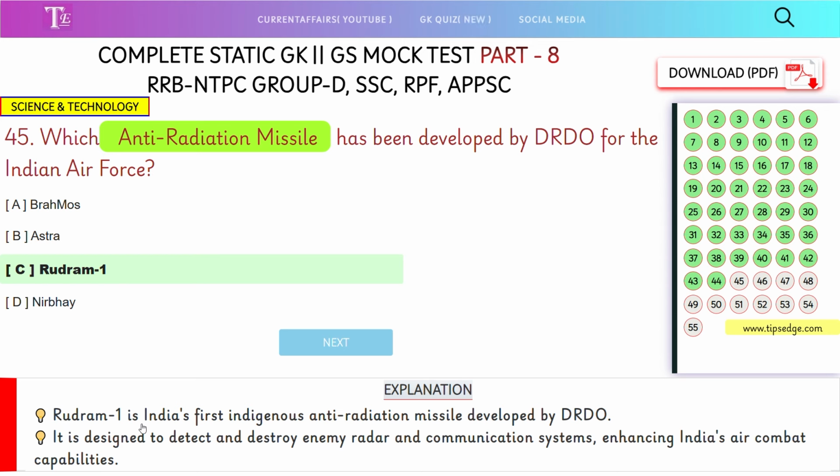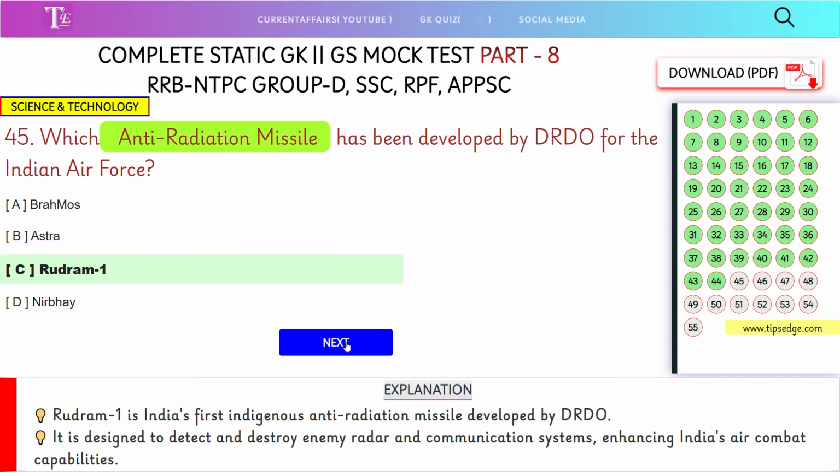Rudram 1 is India's first indigenous anti-radiation missile developed by DRDO. It is designed to detect and destroy enemy radar and communication systems, enhancing India's air combat capabilities.